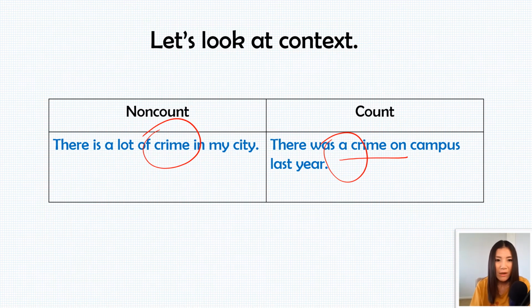So for nouns that are both, usually when we use it as a non-count noun, it's referring to the general idea, whereas when we use it as a count noun, we're giving a specific example of that noun.